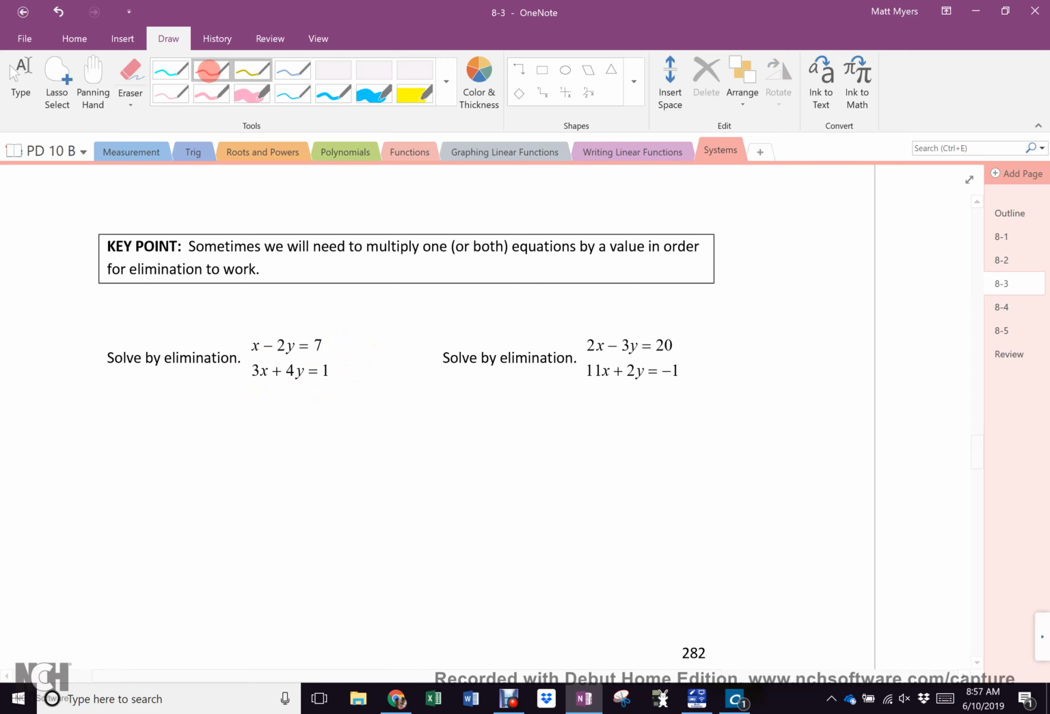Second one? Okay. So we are going to multiply these by 3 to get 3x minus 6y equals 21. Then I'm going to subtract. 4 minus 6 is 10y equals 1 minus 21, negative 20. Y equals negative 2. What can I do with that y now? Where can I put it?